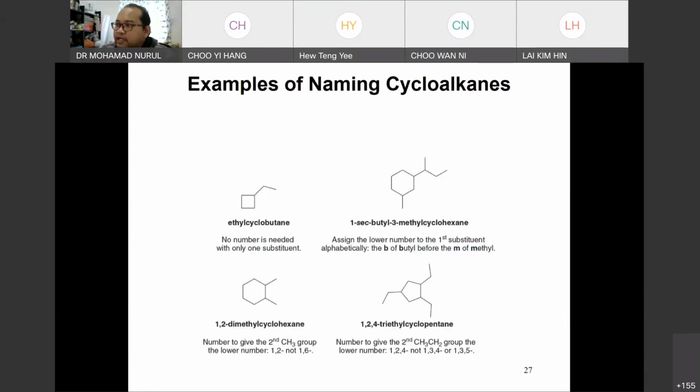Example of naming a cycloalkane: for example, this one is ethylcyclobutane. Why do they call it ethylcyclobutane? Because this one is C4, this one is C2, so the ring becomes the parent name. Okay. Similar with another one, this is 1-sec-butyl-3-methyl. Okay, it's methyl at 1, 2, 3, and 1-sec-butyl. This one is a secondary butyl, okay, and this one is a methyl. Cyclohexane is a 6-member ring.